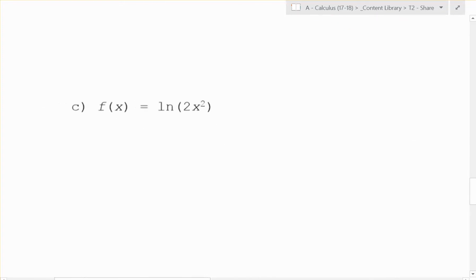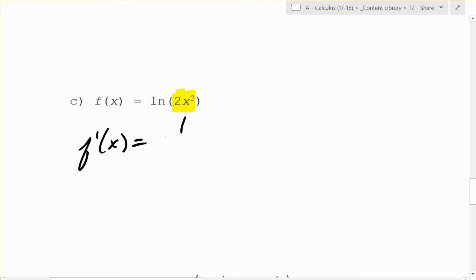What about this one? We know that the derivative of ln is 1 over x, but it's not x this time. It's something else. So we're going to have to use the chain rule. In this case, f prime of x will not be 1 over x, it will be 1 over 2x squared. But then we need to multiply by the derivative there because of the chain rule.